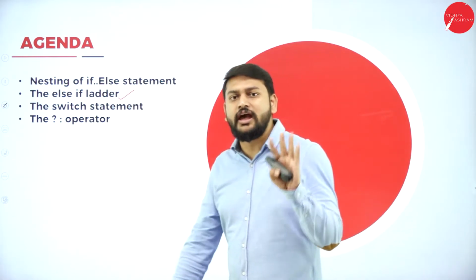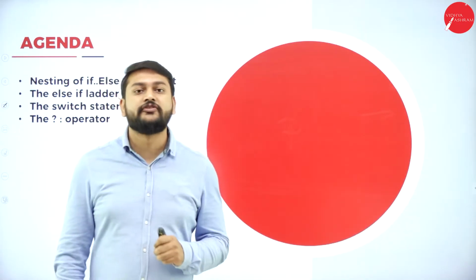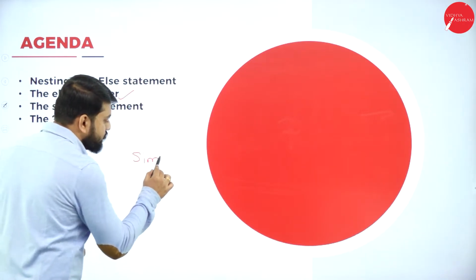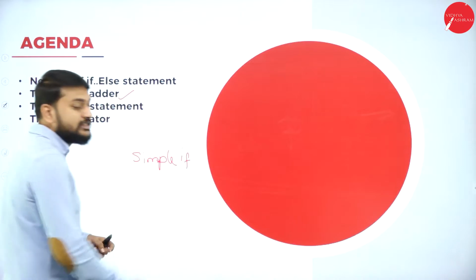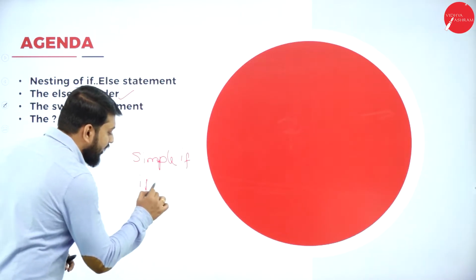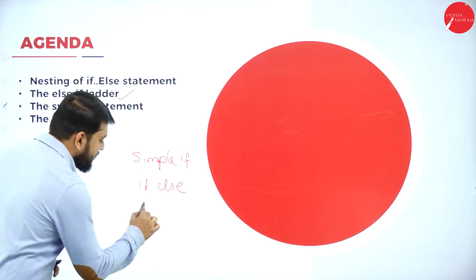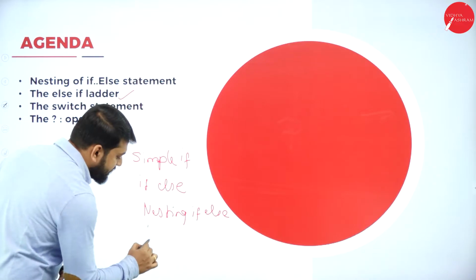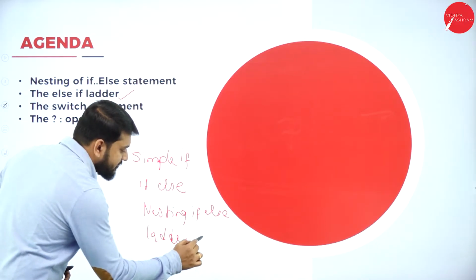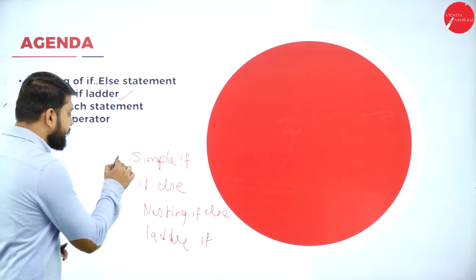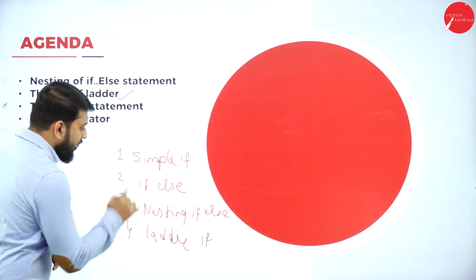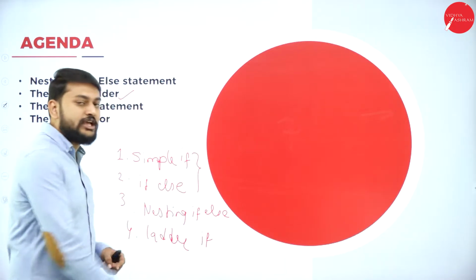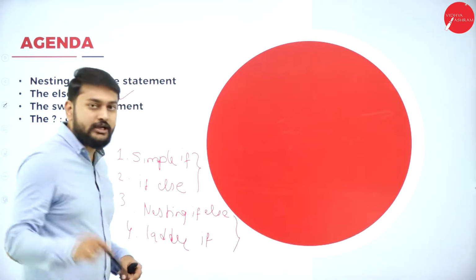Please remember, we have 4 different types of if statements. What is the first one that we have? Simple if. Please make a note of it. The first one is simple if. The second one is if else. The third one is nesting of if else. And the fourth one is ladder if. So these are the 4 different types of if statement that you need to remember. These two I discussed in session 1, and these two I am discussing now.